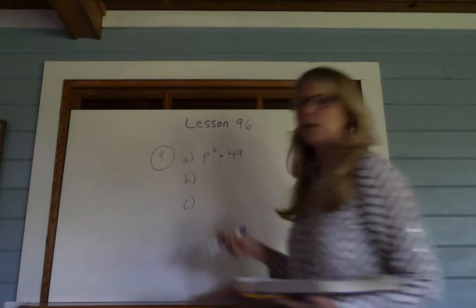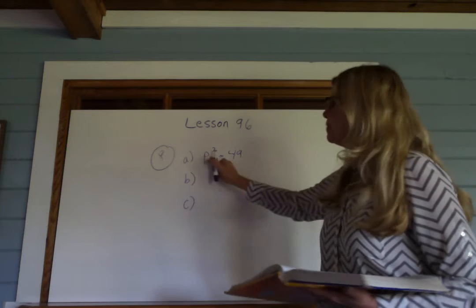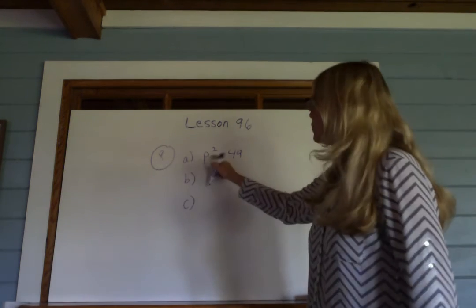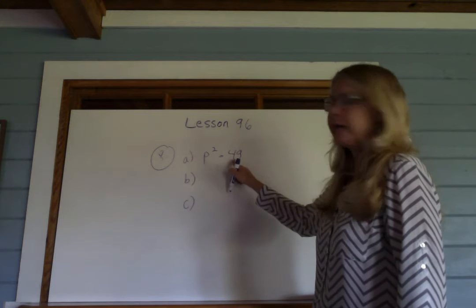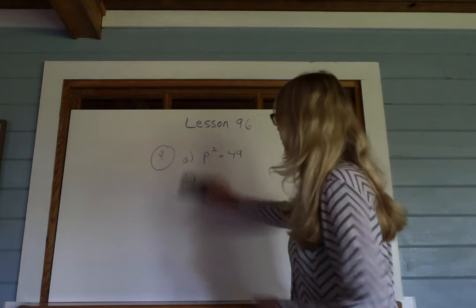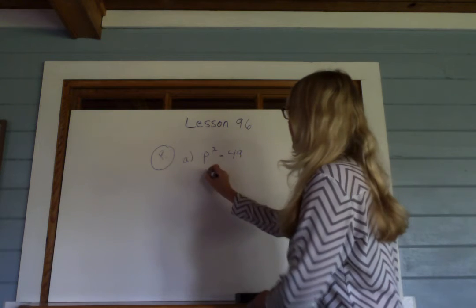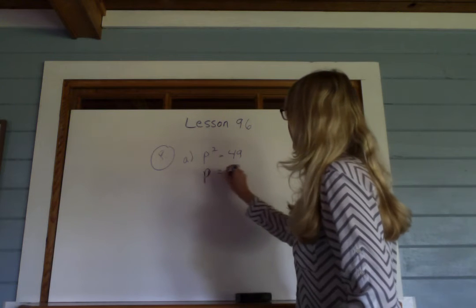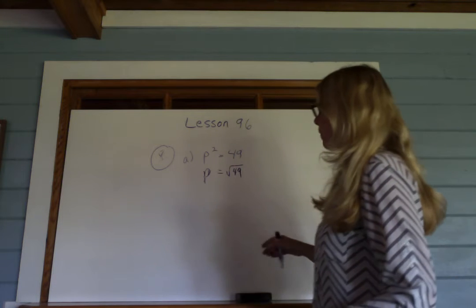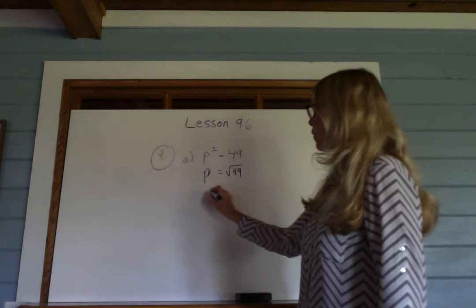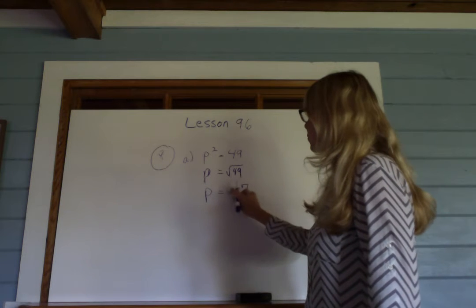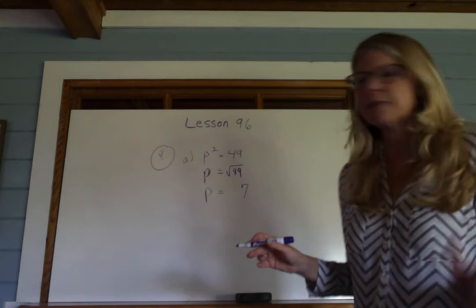All right, so we're solving for p, and because it's squared, you want to get rid of that square, so you square root this side. And when you do that, P equals the square root of 49, because we're getting rid of that square. So what is the square root of 49? It is 7.